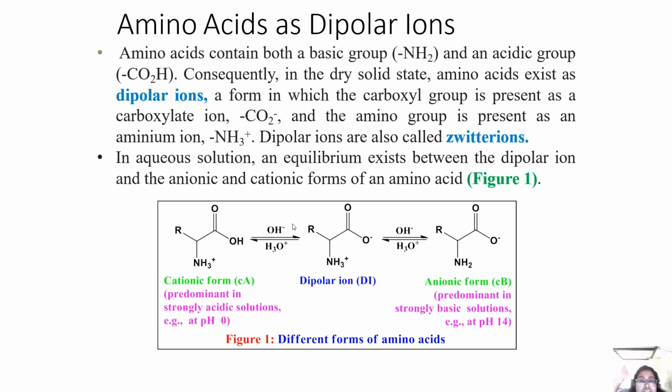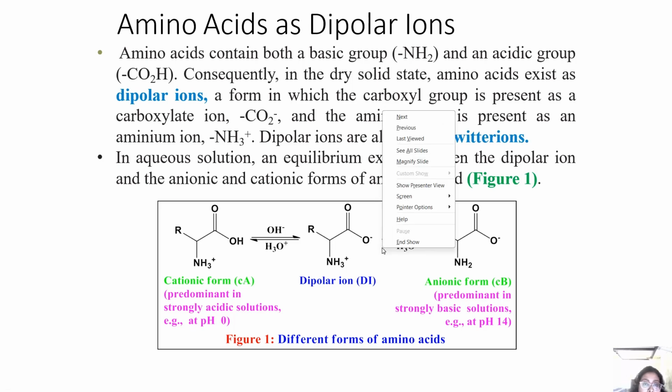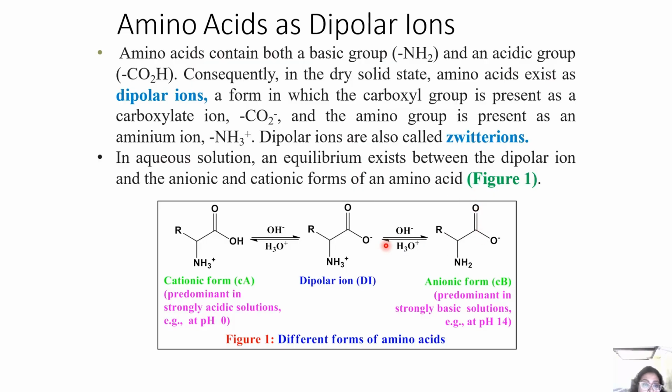Consequently, in the dry solid state, amino acids exist as dipolar ions, a form in which the carboxyl group is present as a carboxylate ion and the amino group is present as an aminium ion. Dipolar ions are also called zwitterions. In aqueous solution, an equilibrium exists between the dipolar ion and the anionic and the cationic forms of the amino acid.